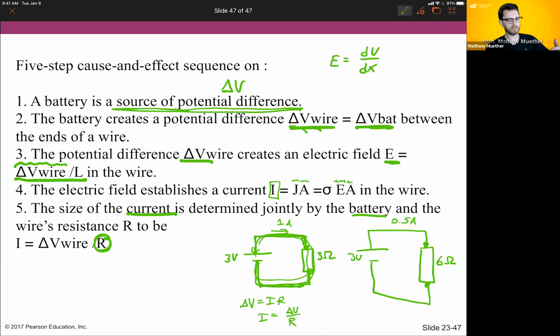We have a potential source. The potential source shares that potential difference through the conducting wires, generating an electric field. The electric field pushes the charged particles stored in the conductor to create a current. The amount of current that's generated depends on the material and the resistance provided in the circuit. Okay. That's the end of the material in this chapter.